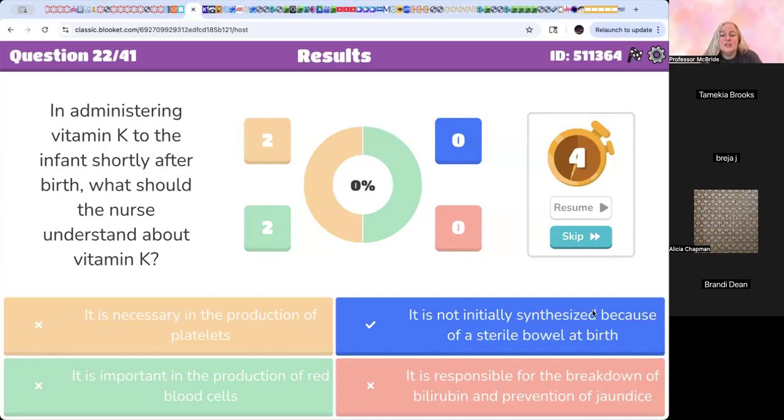And then this part is not initially synthesized because of the sterile bowel at birth. So the newborn gut is sterile. It takes a little bit of time to establish the microbiome, and then the body will start making its own vitamin K. So this just gives them that coverage until the body does what it needs to do on its own.